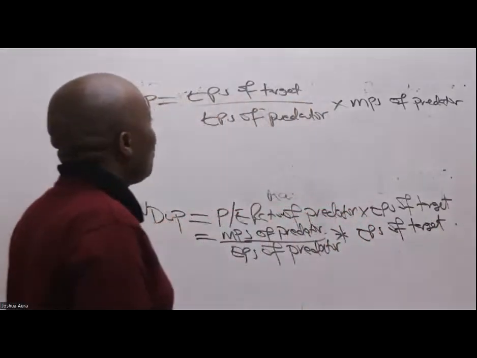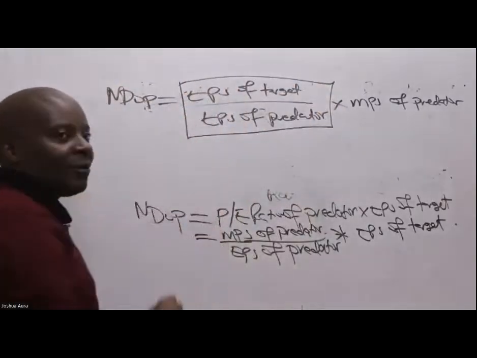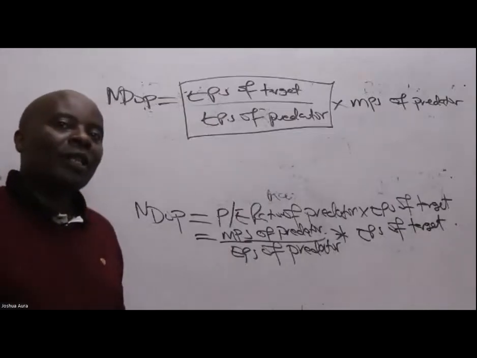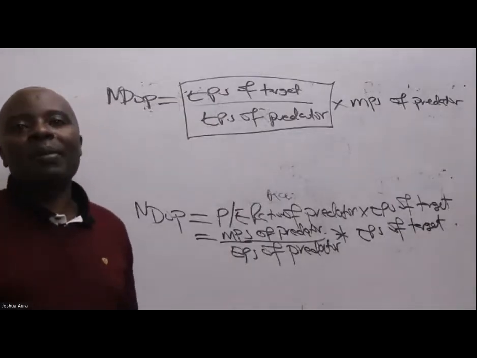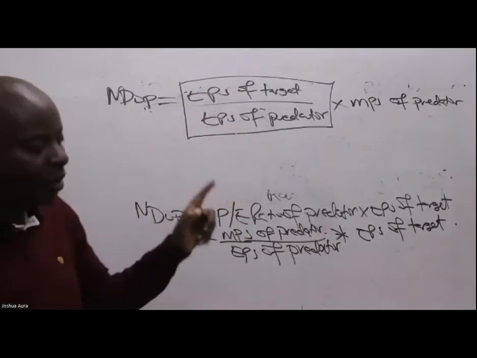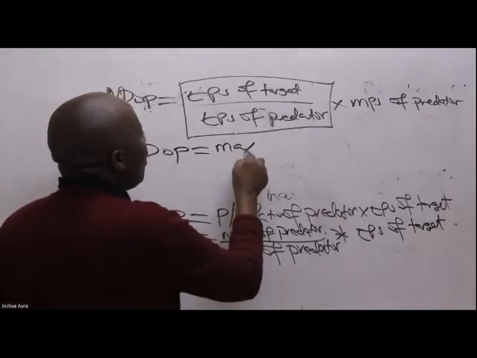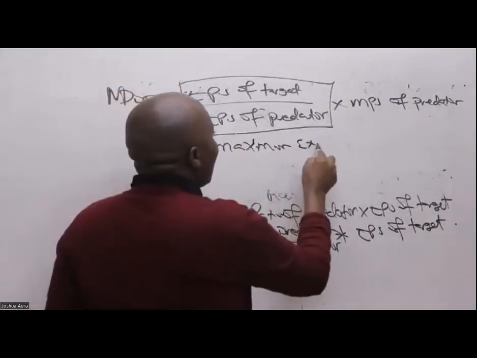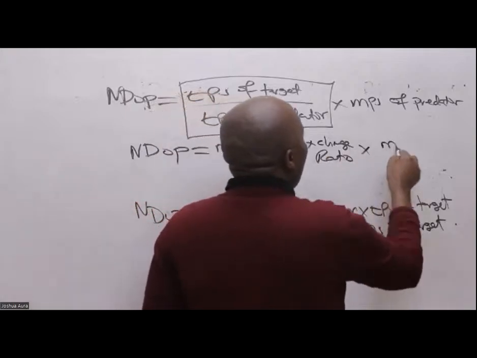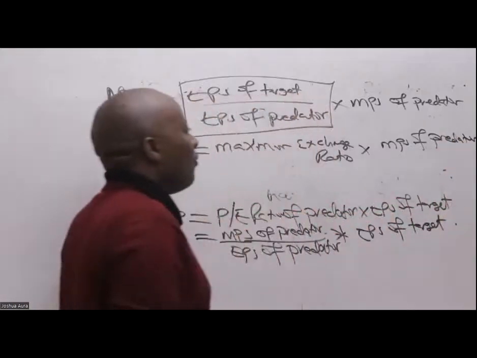Of course, this rings a bell in our minds. EPS of the target all over EPS of the predator is what we call maximum exchange ratio. So in this case, my non-diluting offer price will be equal to maximum exchange ratio times MPS of the predator. Very, very important.